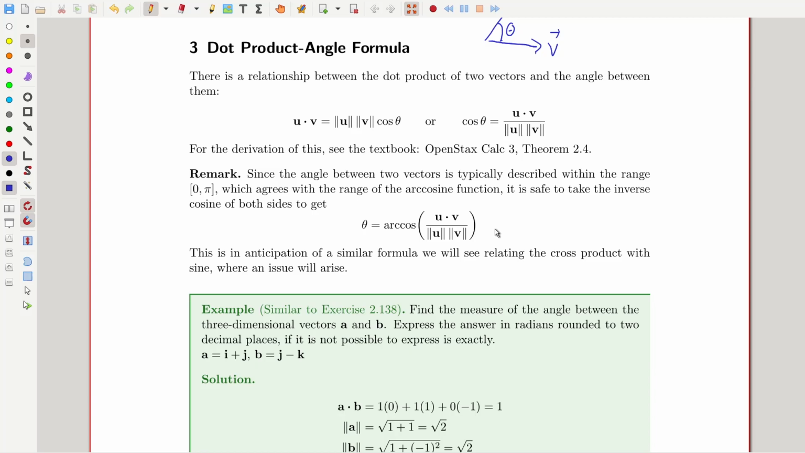The sine of the angle between the two vectors. And in that case, taking inverse sine would be somewhat problematic depending on what quadrant your angle is in. It'll actually depend whether the angle is acute or obtuse. But here, with dot product and inverse cosine, we don't have any issues. This formula holds up. Okay.